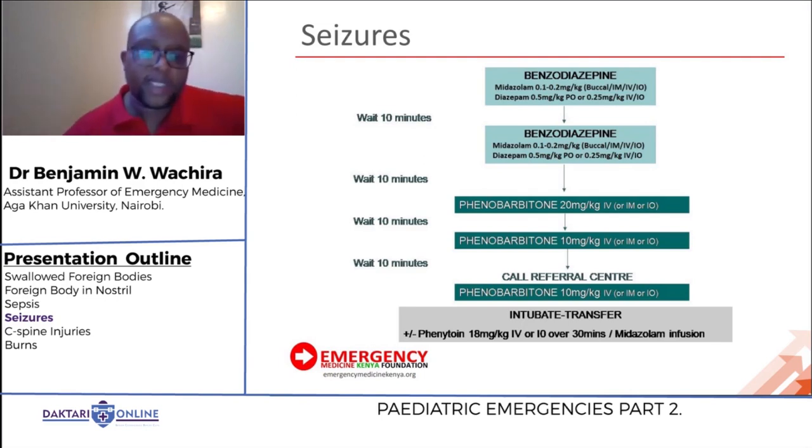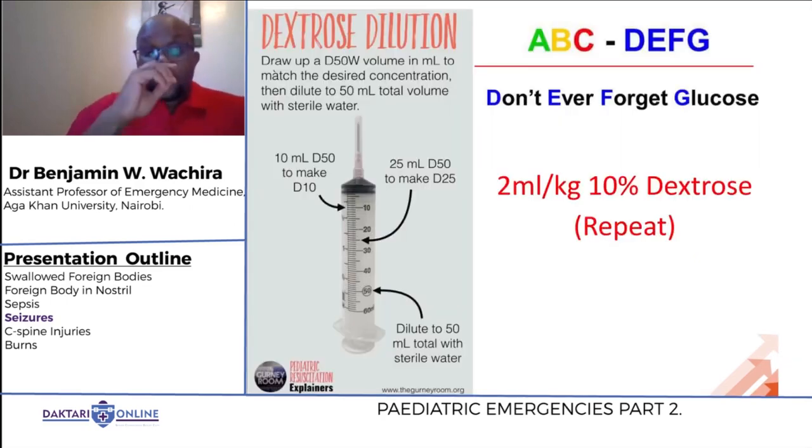Get your emergency center, prepare to intubate at this point. Then again, you may give a third dose of phenobarb, 20, 10, 10 accordingly. Don't ever forget glucose. So ABCDEFG, don't ever forget glucose as a cause of seizure.